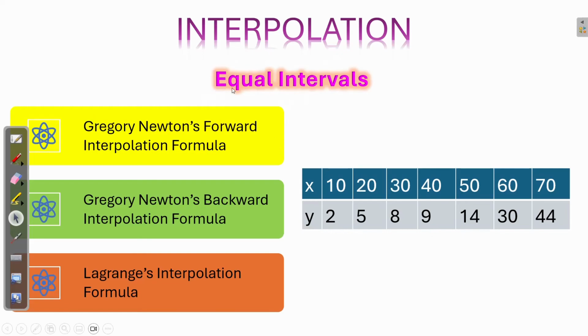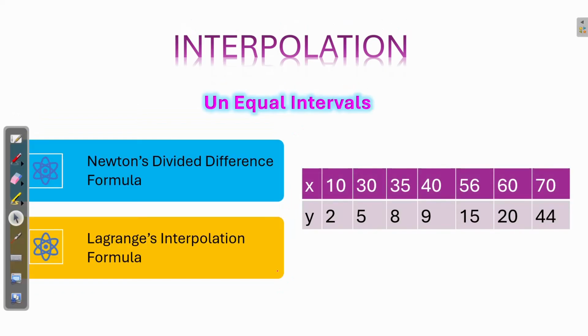If it is equally spaced, we have three formulae. One is Newton's forward interpolation formula. Another one is Newton's backward interpolation formula, and Lagrange's interpolation formula. I have given a separate video for Lagrange's interpolation formula because it is applicable for both.